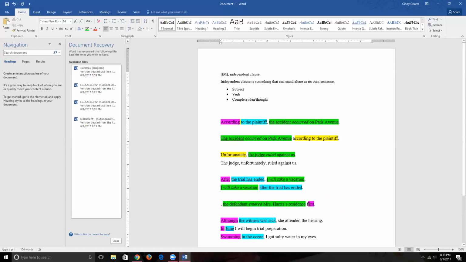We definitely wouldn't put a comma in this situation after it because the only reason that we use a comma is because it was in the introductory position. So we could say the defendant entered Mrs. Harris's residence first. Another thing we could do is we could say the defendant, comma, first, comma, entered Mrs. Harris's residence. Again, Rule 5 doesn't tell us we need the commas, but another rule will.